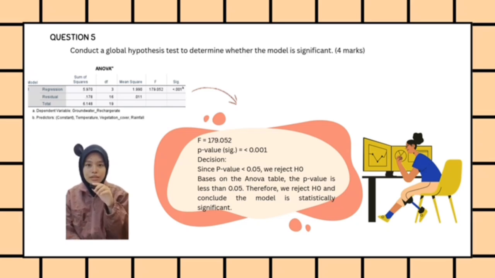For question 5, we need to test whether the whole regression model is significant. This means we are testing the null hypothesis and the alternative hypothesis. From the ANOVA table, we got an F value equal to 179.052 and the P value equals 0.001. Since the P value is less than 0.05, we reject the null hypothesis. This means the model is statistically significant.